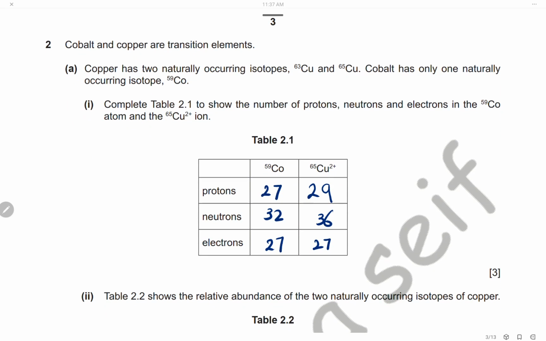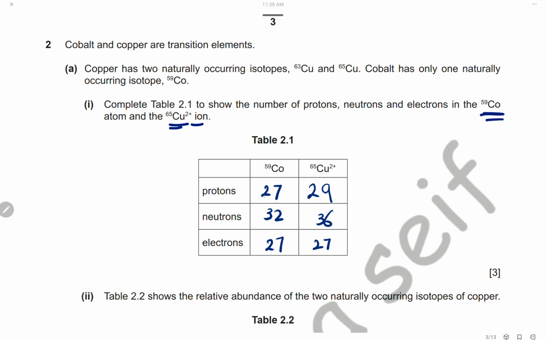Question 2. Cobalt and copper are transition elements. Copper has 2 naturally occurring isotopes, copper 63 and copper 65. And cobalt has only 1 isotope, which is cobalt 59. Complete the table to show the number of protons, neutrons, and electrons for cobalt 59 and copper 65, which is an ion with +2 charge.